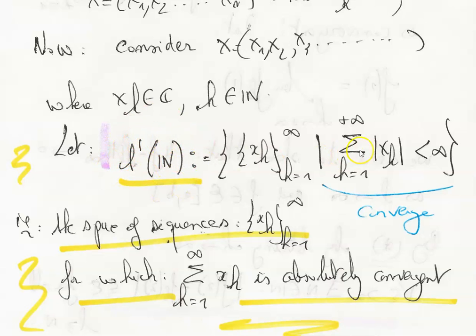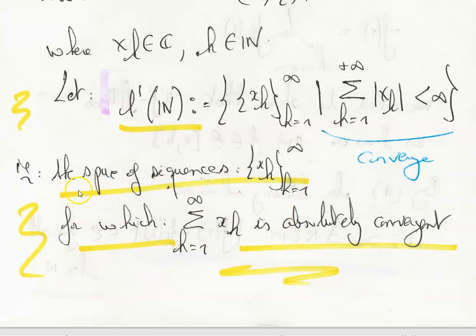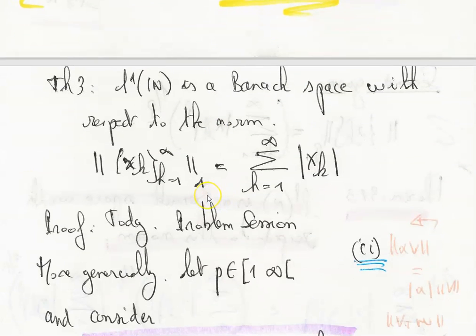l1 is with respect to the norm that we just defined here, the norm 1, which is the sum for k from 1 to infinity of the absolute value of x_k. So here is the space of sequences x_k for k from 1 to infinity for which the sum for k from 1 to infinity of x_k is absolutely convergent. This definition, that the sum is absolutely convergent, is equal to this mathematical definition here. Okay, so theorem now.